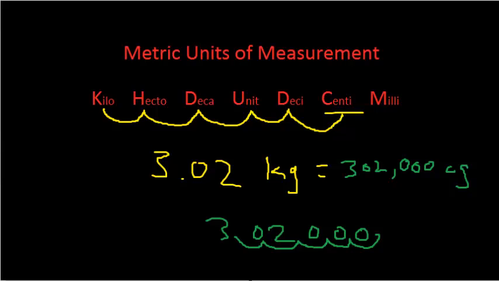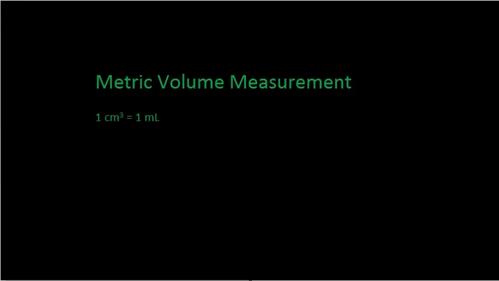This is all there is to converting with the metric system. It's just going to be moving your decimal point either to the left or to the right, depending on which direction you're moving along this chart. One last thing about metric conversions. We have here that 1 cubic centimeter is equal to 1 milliliter. This also means that 1 liter then is 1,000 cubic centimeters. So we can convert between these two units.